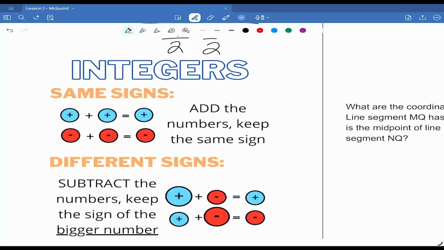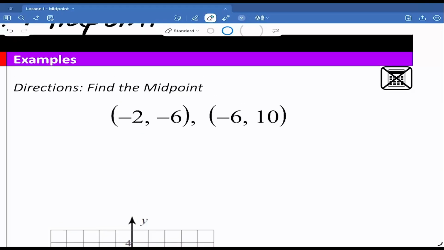And when we look at our examples, we've got to make sure we pay attention to the signs that are attached to the numbers in the ordered pair, because that will tell us if we're going to add the numbers together or if we've got to subtract them and keep the sign of the bigger number. All right, so now let's look at example 1.